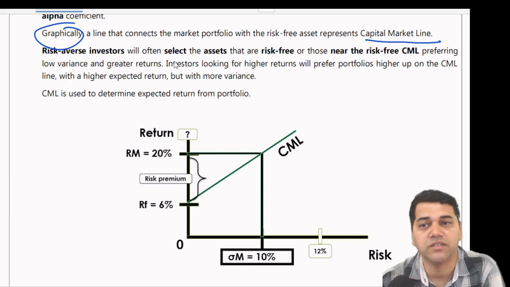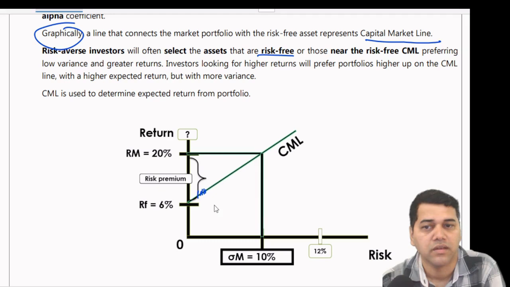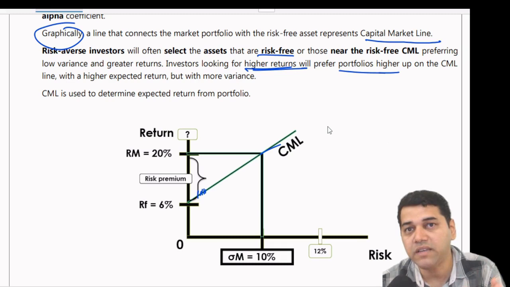Risk-averse investors will often select assets that are risk-free or near the capital market line. Just somewhere very near. They will choose here, on the capital market line, up to that B, because they prefer low variance and greater returns. Investors looking for higher returns will prefer portfolios with higher risk than that B. They will go for higher risk, but whatever they choose will be on that particular line only.